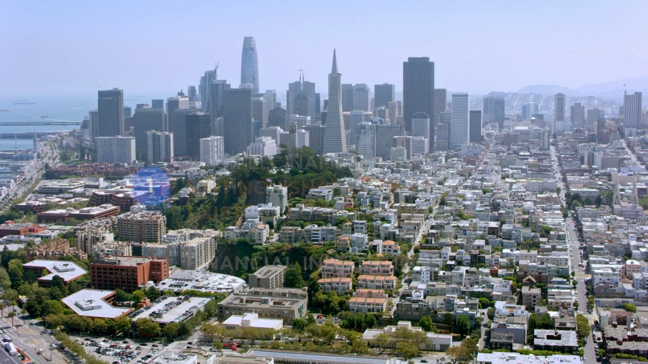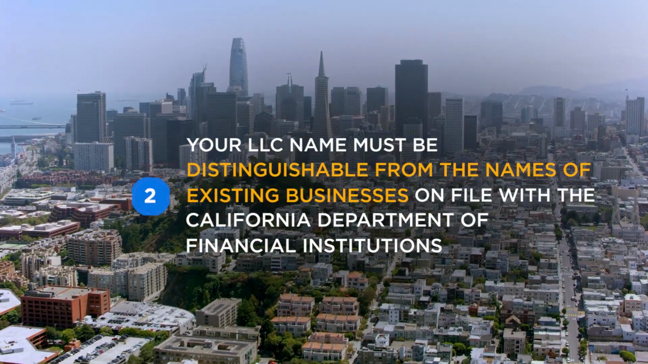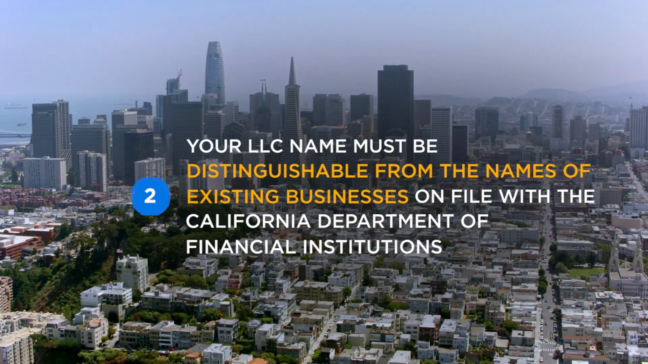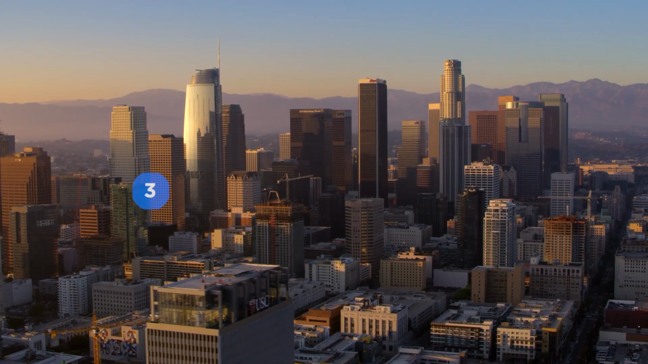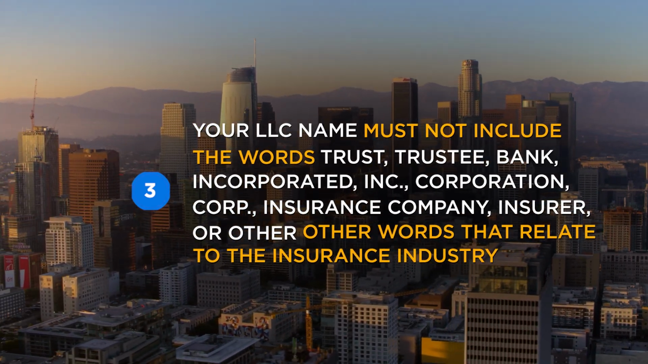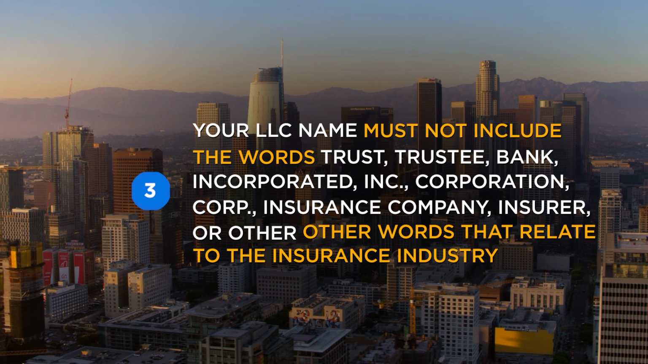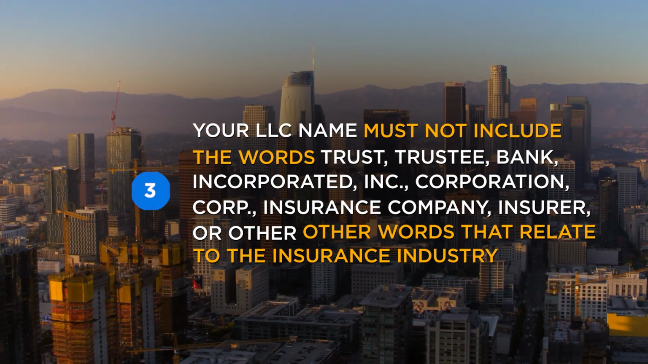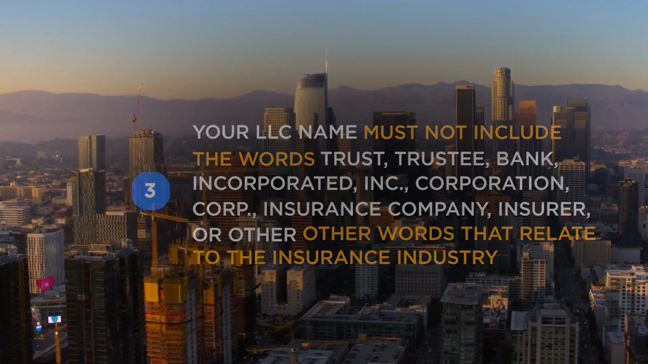respectively. 2. Your LLC's name must be distinguishable from the names of existing businesses on file with the California Department of Financial Institutions. 3. Your LLC's name must not include the words trust, trustee, bank, incorporated, Inc., corporation, corp, insurance company, insurer, or other words that relate to the insurance industry.